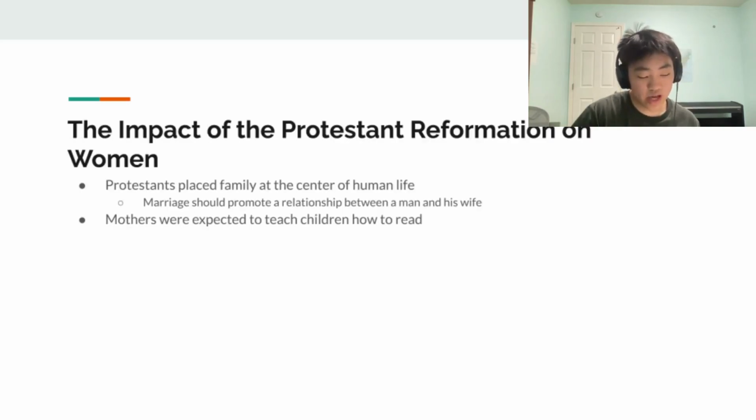The Protestant Reformation had a really big impact on women, as Protestants placed family at the center of human life. Women were expected to serve their husband, take care of the family, and also teach the children how to read.